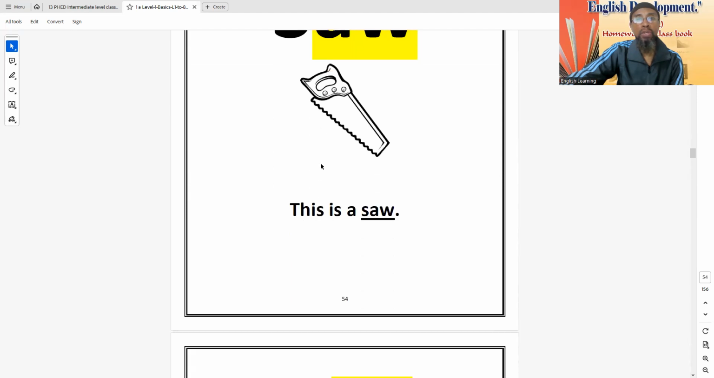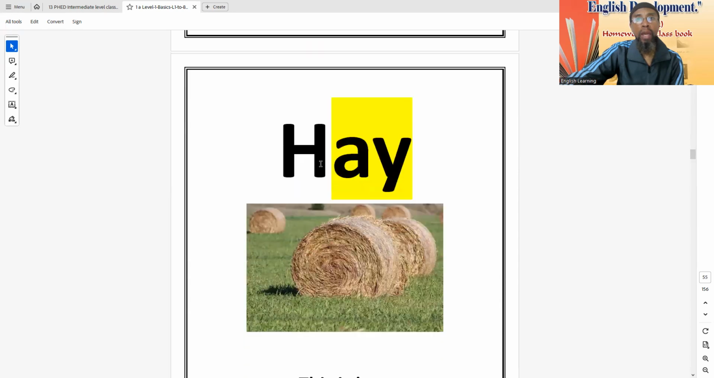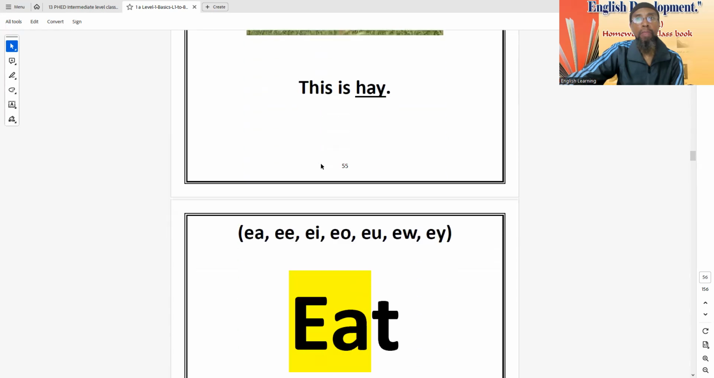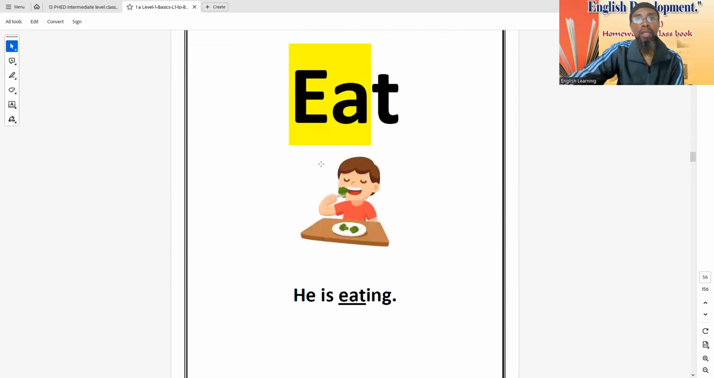This is a saw. Hay. This is hay. Eat. He is eating.